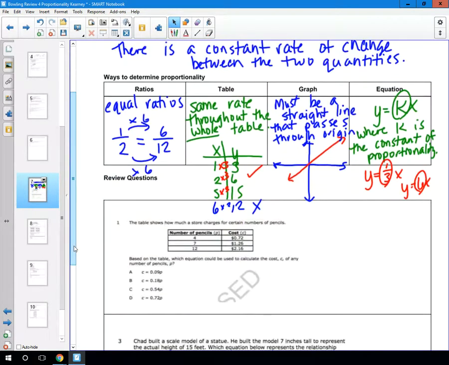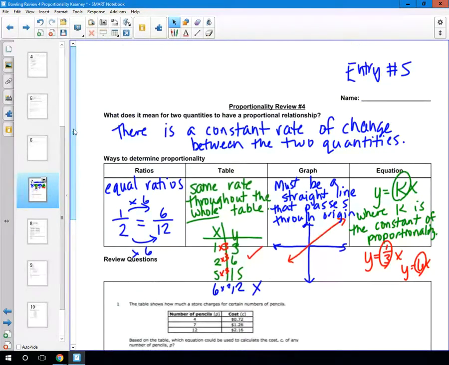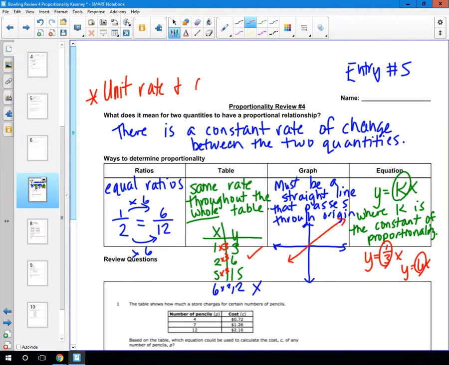Okay, so that's one more important thing we need to write down. I have more room at the top, so let me write that. Unit rate and constant of proportionality are the same thing.